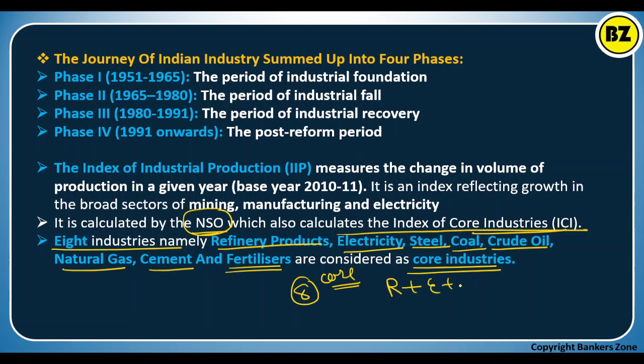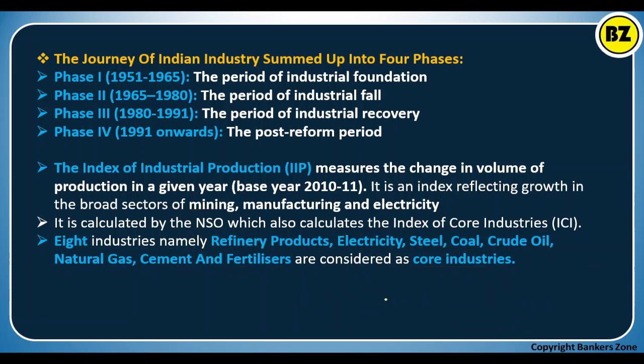Then electricity, then steel, coal plus crude oil plus natural gas plus cement and the fertilizer. Okay, so that totals 8 industries; cement and fertilizer you can count singly. So these are the core industries. You have to remember the 8 industries: refinery products, electricity, steel, coal, crude oil, natural gas, cement and fertilizer.